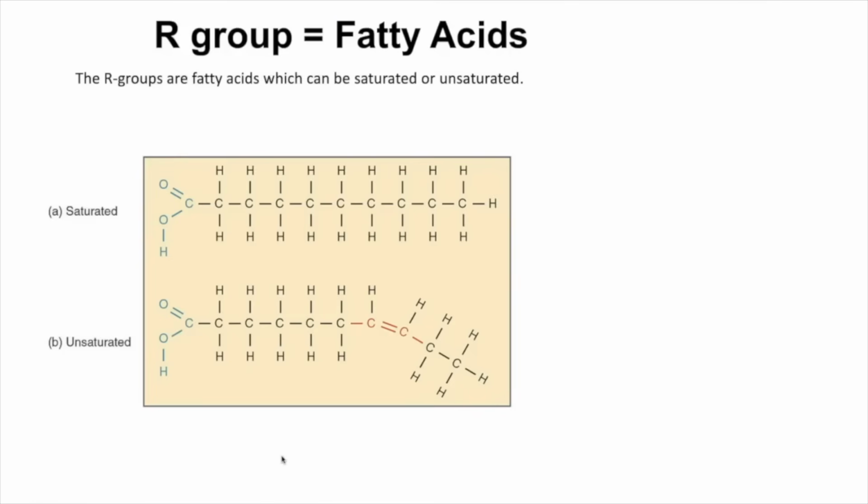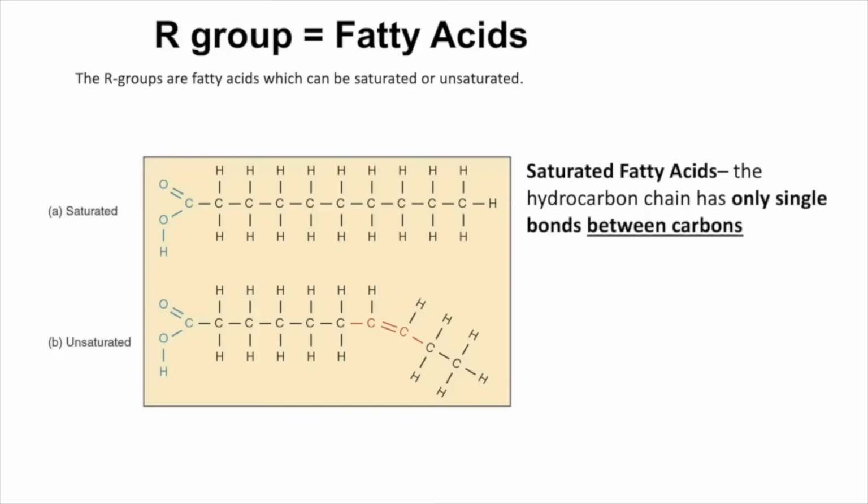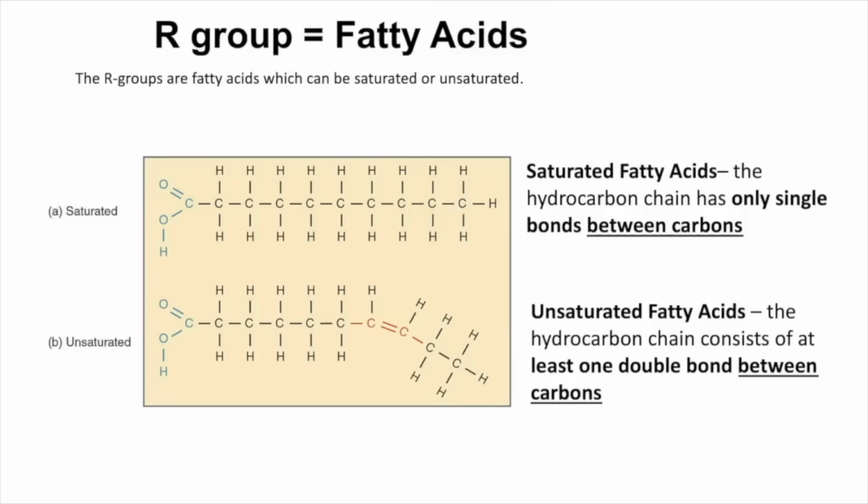Fatty acids can be either saturated or unsaturated. A saturated fatty acid is when the hydrocarbon chain has only single bonds between the carbon atoms. An unsaturated fatty acid is when the hydrocarbon chain has at least 1 double bond between the carbon atoms.